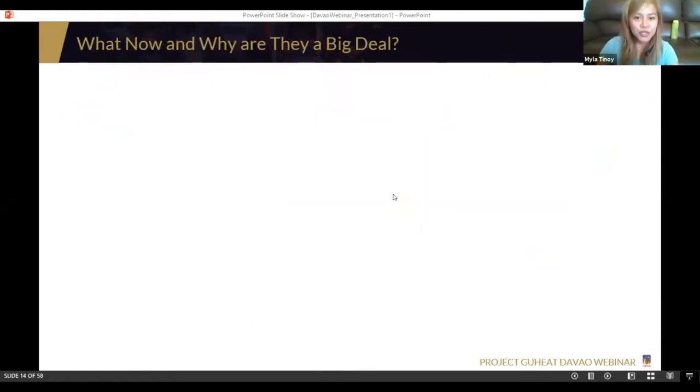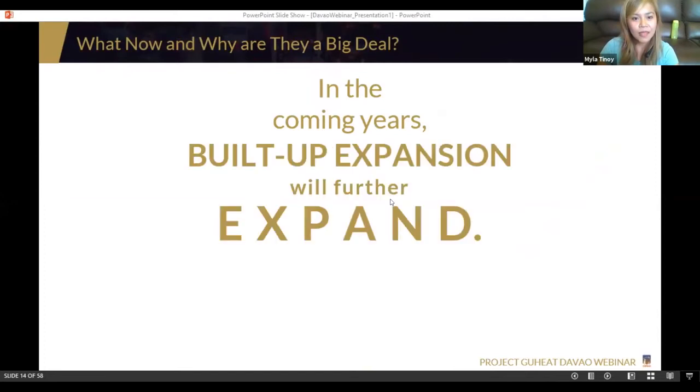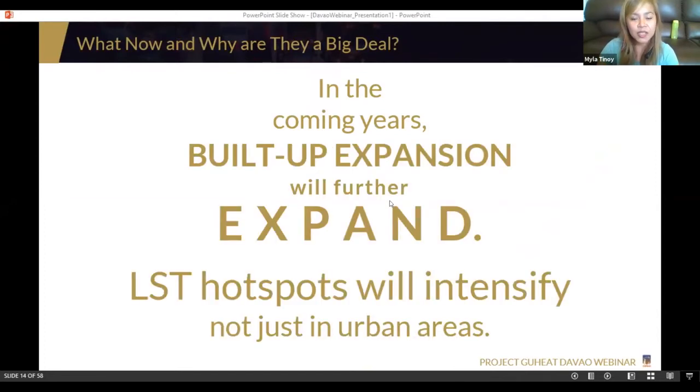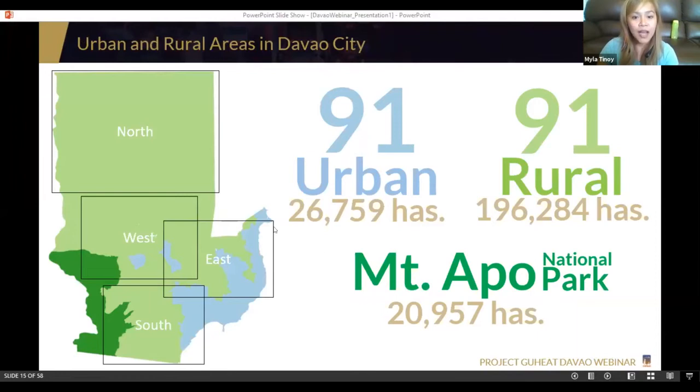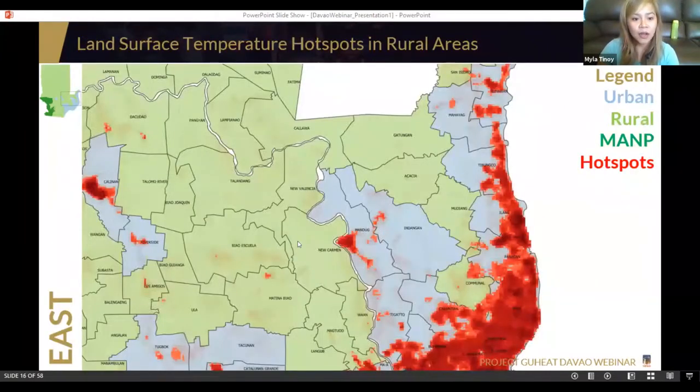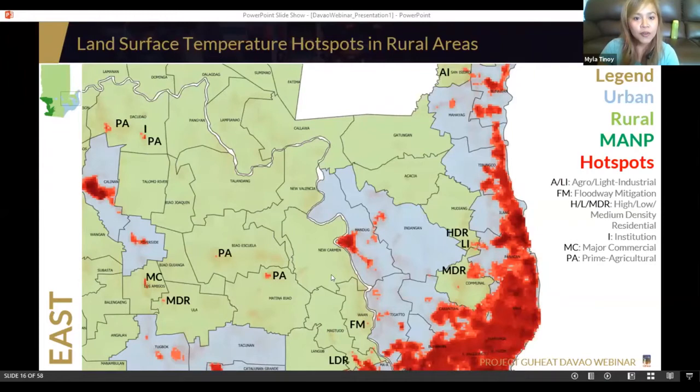Now, why should we be concerned about this? It's because it is expected that in Davao City, there will be an urban expansion and correspondingly, hotspots will intensify not just in urban barangays. How so? We found out that there is a buildup of hotspots in the rural barangays of these sub-areas enclosed in rectangles. In the eastern Davao, urban LST hotspots spread to adjacent rural barangays. We confirmed that the land use type of these hotspots are industrial, residential, commercial, agricultural, and institution.